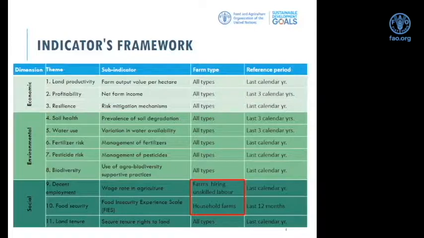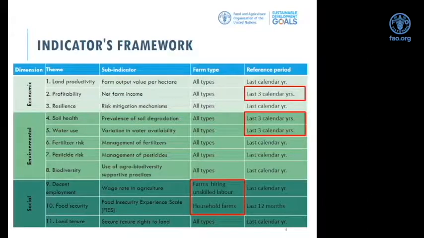Of course, as I mentioned to you earlier, some of the sub-indicators are not applicable to all kinds of farming system. So the wage rate in agriculture that falls within the social dimension is only applicable to farms that hire unskilled labor. And likewise, FIES, or food insecurity experience scale, is applicable only to household farms. As I mentioned to you earlier, as part of the disaggregation recommended by SDG 2.4.1, we have recommended stratification of results by household and non-household farms. So FIES, we believe, is not applicable to the non-household sector.